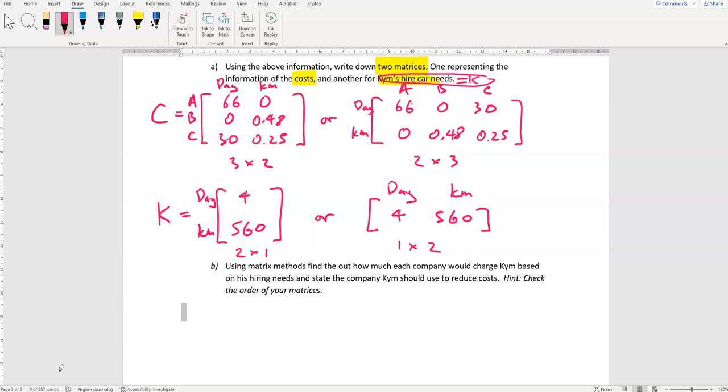What about this pair here? If I use this pair, can I do CK? No, I can't do CK, can I? That's 3 and 1. But can I do KC? Yes. So some people would say KC, some people would say CK.